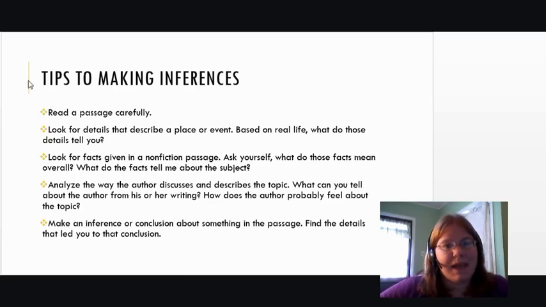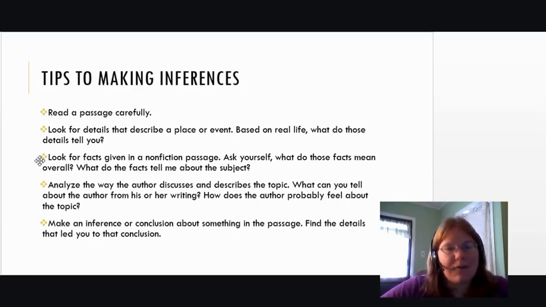Here are some tips to making inferences. One, most importantly, you should always do this: read the passage carefully. Pay attention to all those little details that they're telling you. There's a reason why they're telling you those things. Look for details that describe a place or event. Based on real life, what do those details tell you? So you're going to use those details in the passage and then use your own experience. Use your own common sense. What does that usually mean?